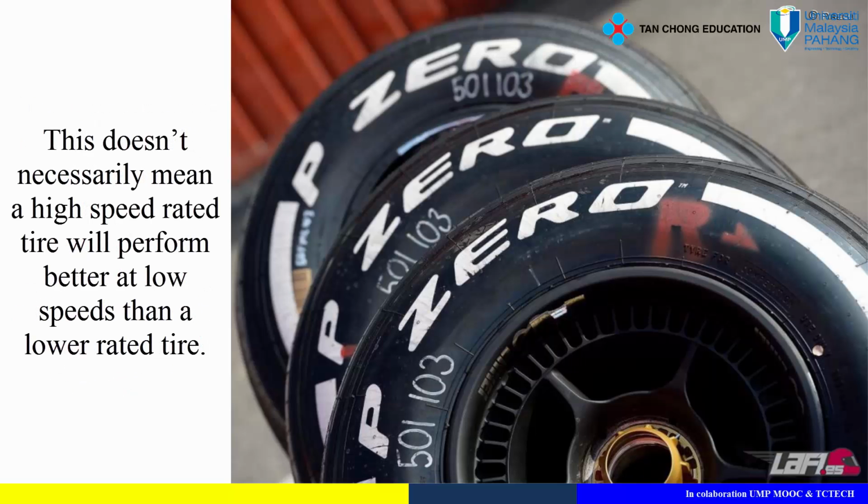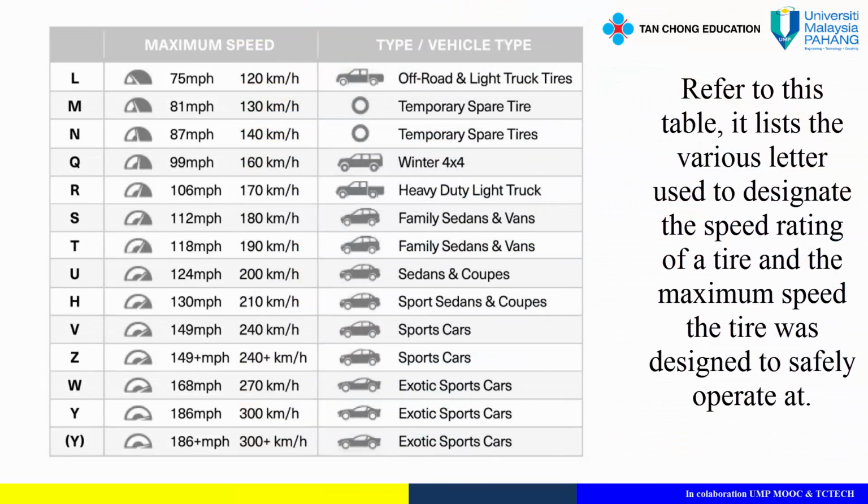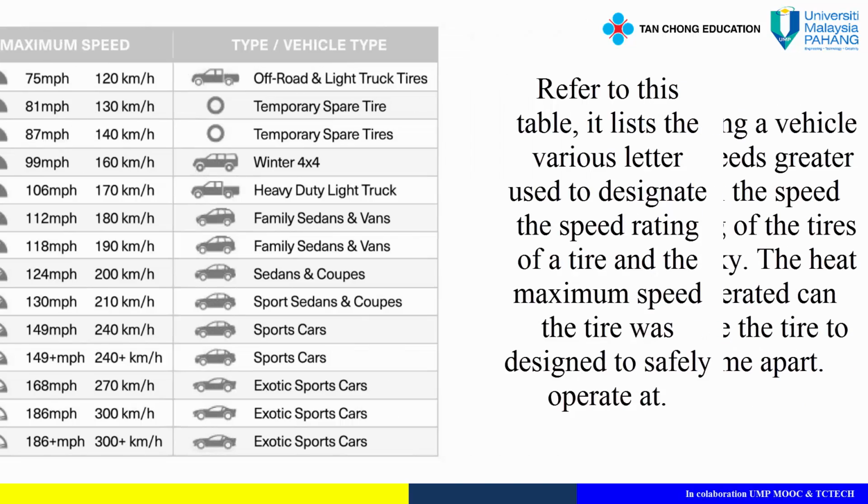This doesn't necessarily mean a high-speed rated tire will perform better at low speeds than a lower rated tire. Refer to this table. It lists the various letters used to designate the speed rating of a tire, and the maximum speed the tire was designed to safely operate at.